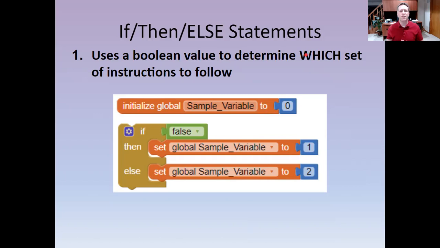A regular if-then just decides should you do it or not. So there's only one set of directions. It's either going to do it or skip it. If-then-else gives you two sets of directions. It's going to do one or the other depending on the Boolean value.